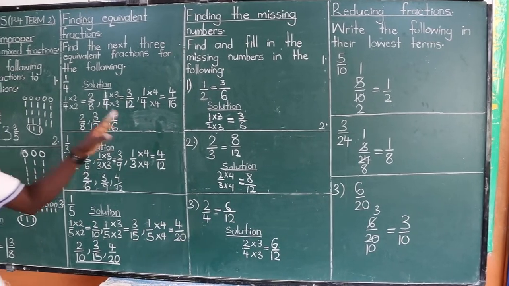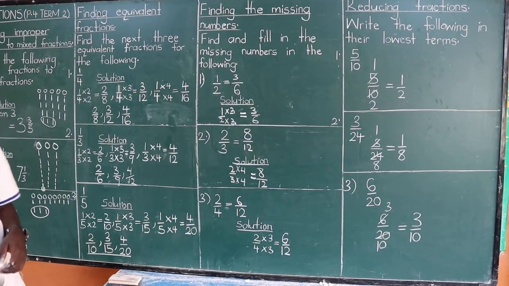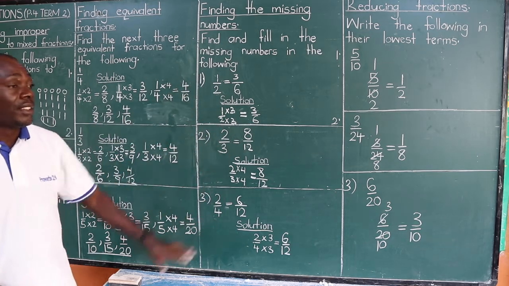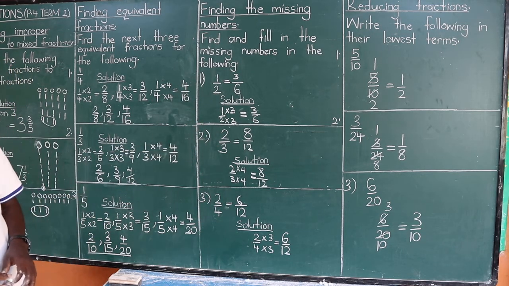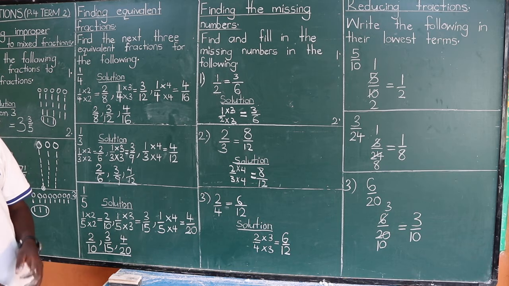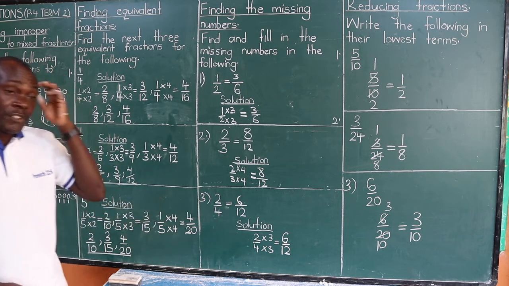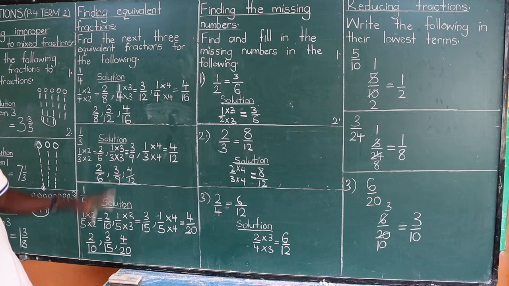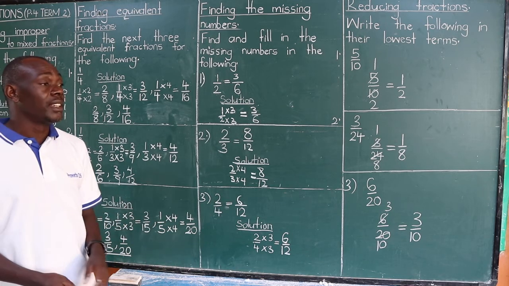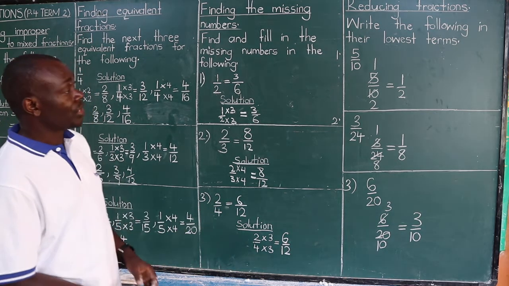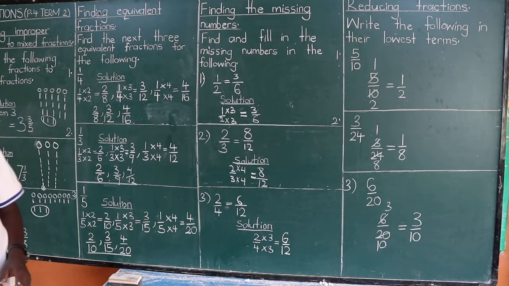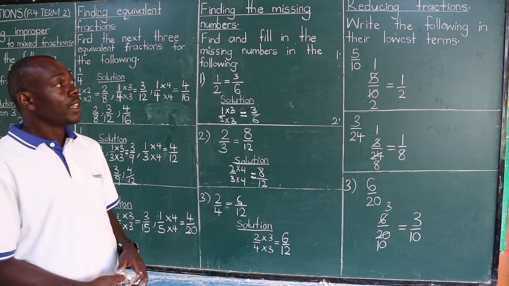So you can pause a little if you download it and first answer that work about the filling in to get the next number, and you'll be perfect here. These are equivalent fractions, and equivalent fractions are got by multiplying both the numerator and denominator by a common number, and that's all. Then we look at reducing fractions.